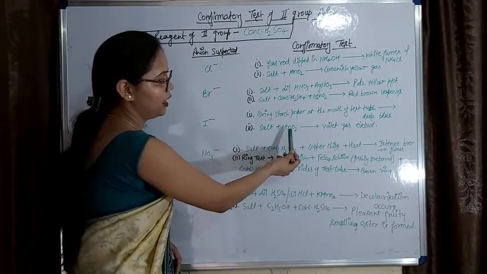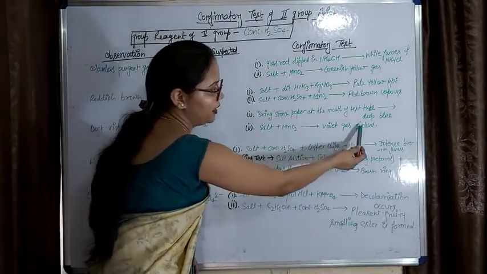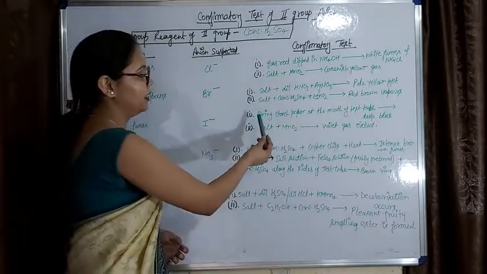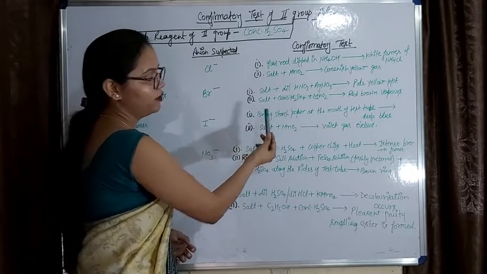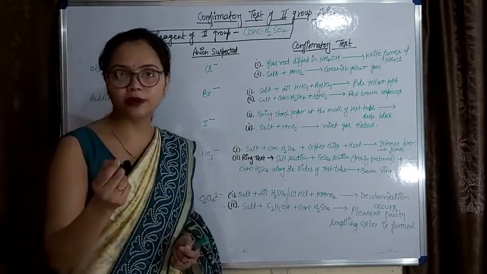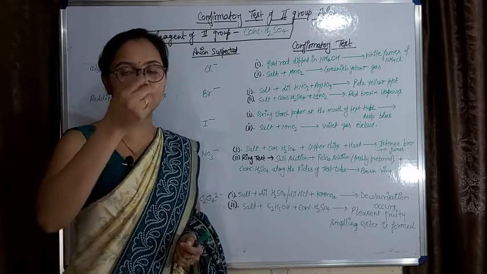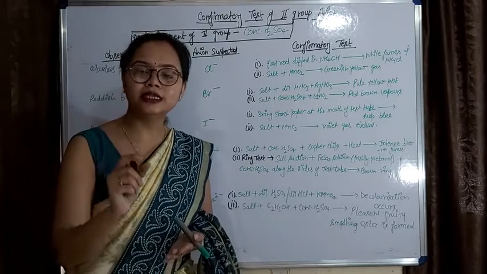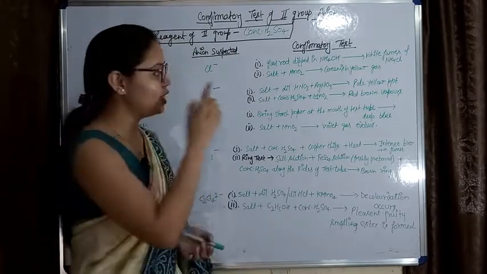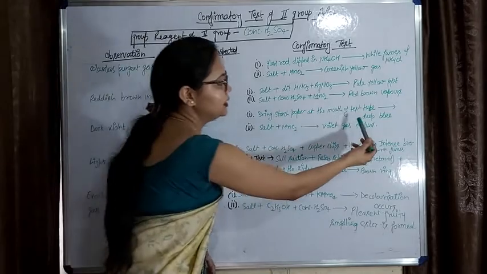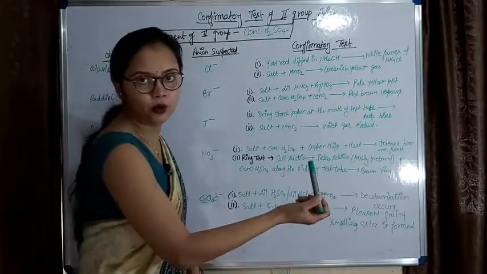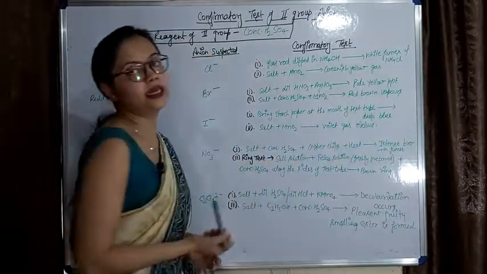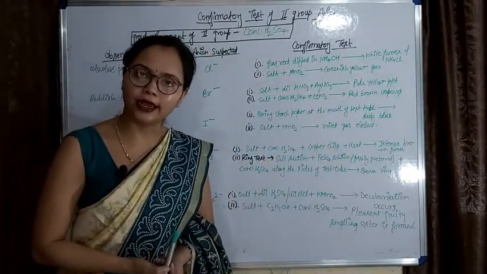You take salt and MnO2, and if you get violet gas, it confirms the presence of iodide ion. You can do one more test. We take a starch paper and put it on the mouth of a test tube in which we have taken salt and concentrated H2SO4. If the color of the starch paper changes to deep blue, it confirms the presence of iodide ion.